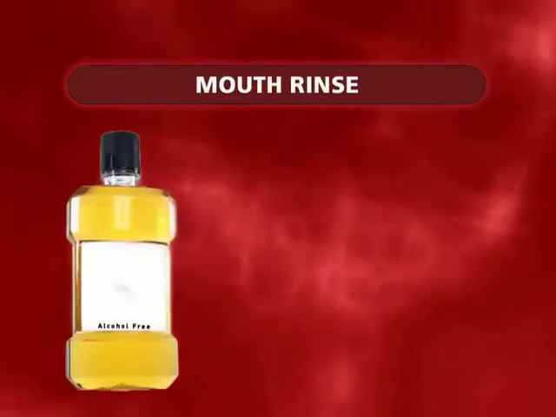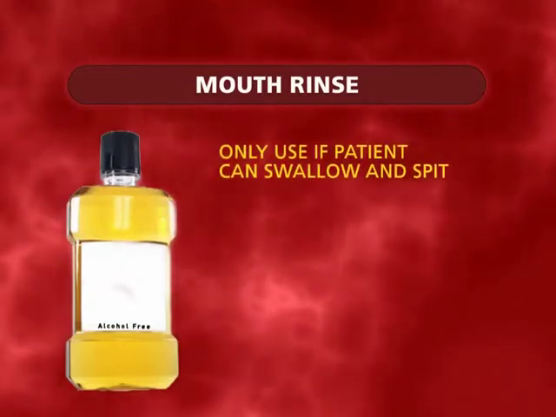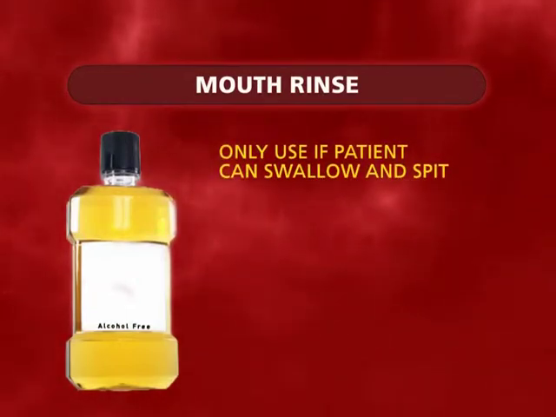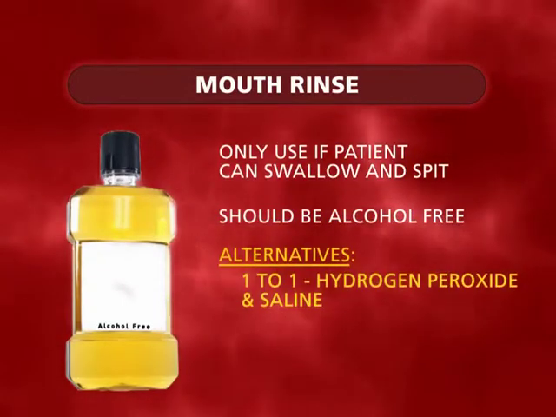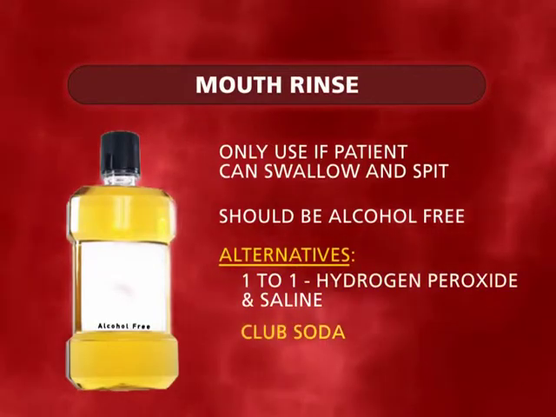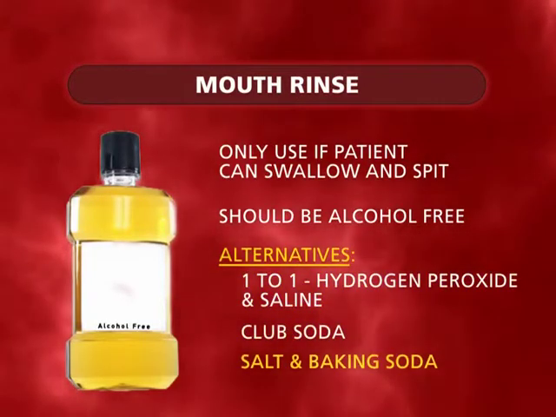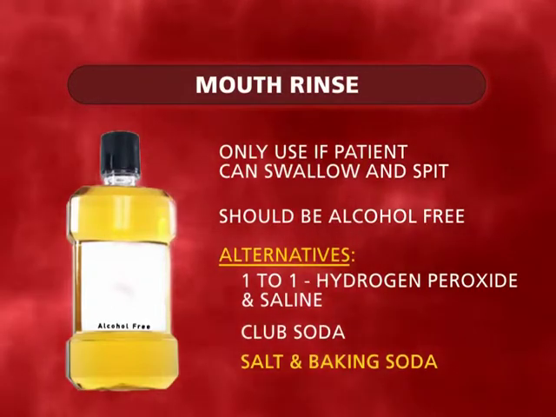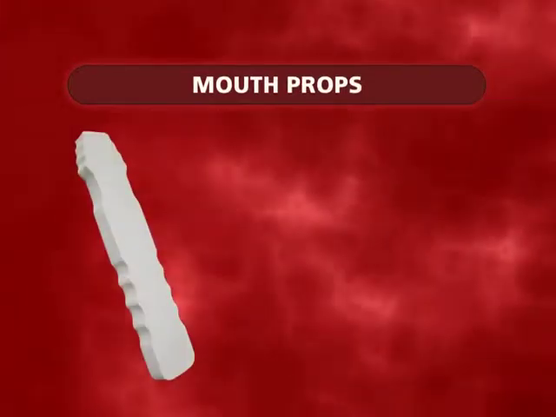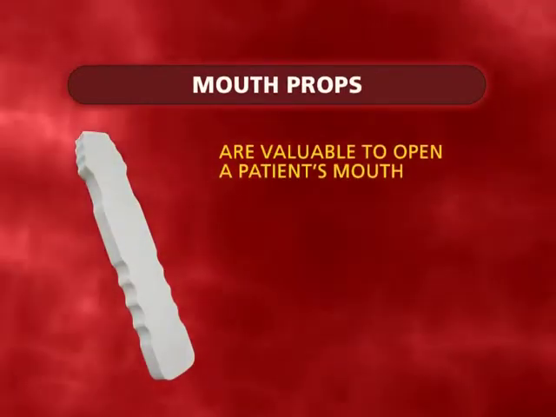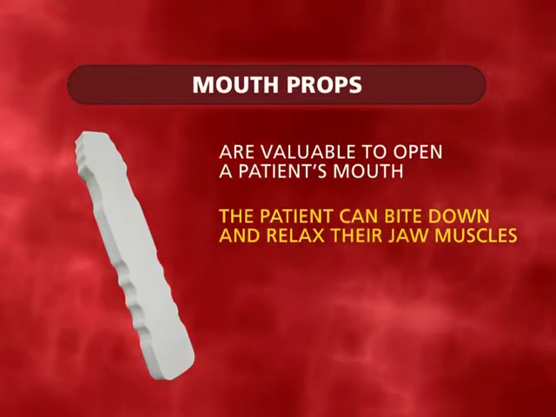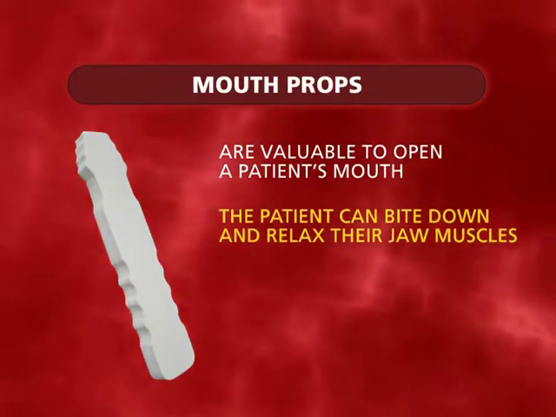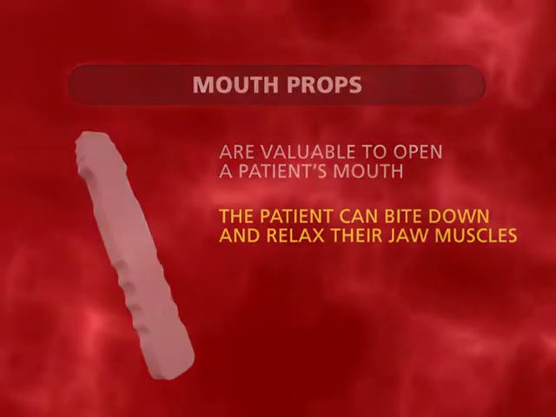Mouth rinse. Mouth rinses can be used if the patient's ability to swallow and spit is known. They should be alcohol-free. A 1-to-1 mixture of hydrogen peroxide and saline, club soda, or a mixture of salt and baking soda in 8 ounces of water are all useful alternatives to mouth rinses. Mouth props. Mouth props are a valuable tool when it is hard to get the patient to open their mouth or keep it open. The patient can gently bite on the white spongy mouth prop to help relax the muscles of the jaw while oral care is being performed.